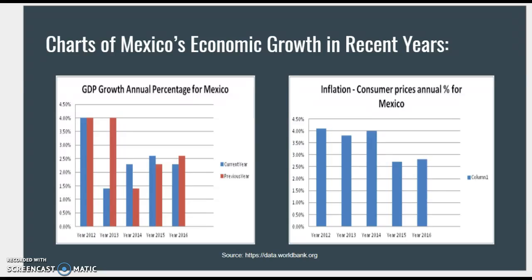Conversely, for the inflation section on the right, we see that for the past 5 years inflation has steadily declined, which is a good indication that prices will remain relatively level, which is good for businesses to consider.